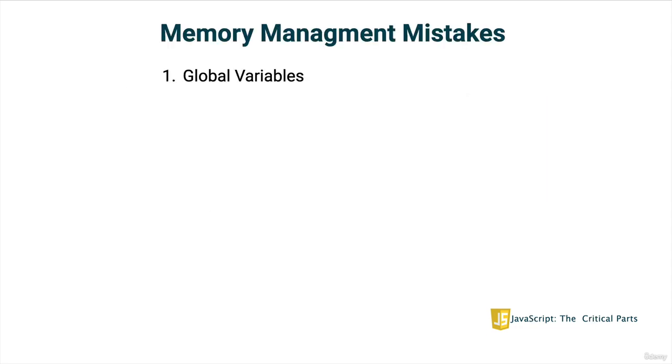So first off, global variables. If you keep creating global variables, they will stick around throughout the execution of the program, even if they are not needed. If these variables are deeply nested objects, a lot of memory can be wasted.